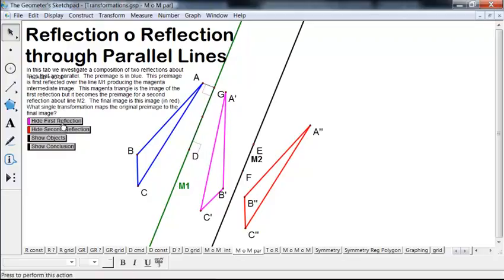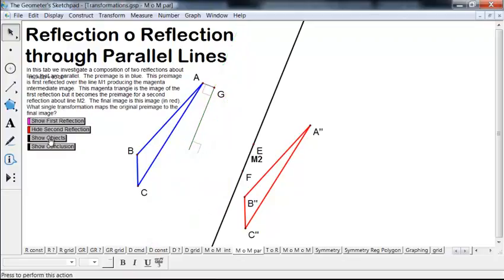So if we can hide the intermediate one, how does the red one compare to the blue? Well, let's see here in just a minute. If I connect up pre-image to final image, like this, this, and this, what does it look like for those three? They look like they're the same length and parallel. Maybe this is a translation then, huh? Looks like a translation. Could we check that?